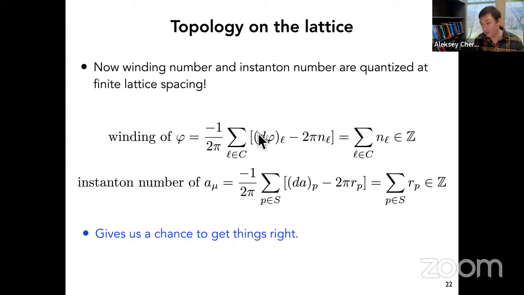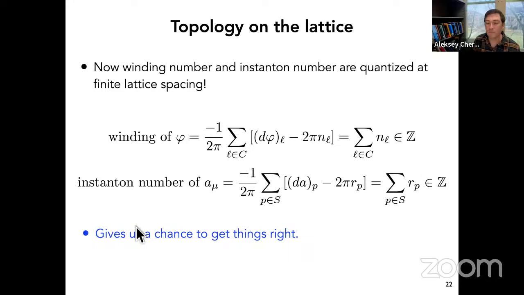vanishes in the sum because phi is real. So in particular, it's not compact, so it's single valued. So by Stokes' theorem, you just get zero on a closed curve. And the only thing that contributes is this n, but the n's are integers, so their sum is an integer. So winding number is an integer. Similarly, instanton number, by the same idea, on any closed manifold, is an integer.